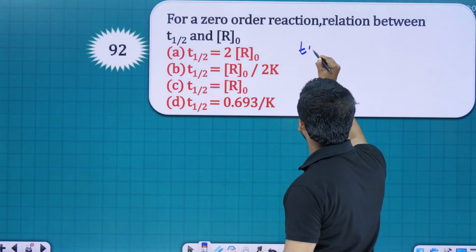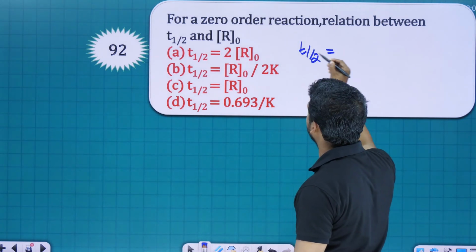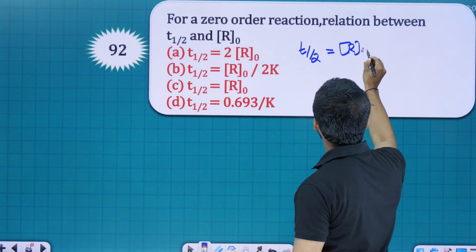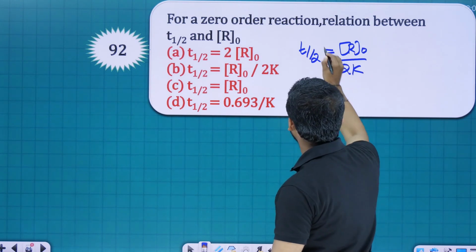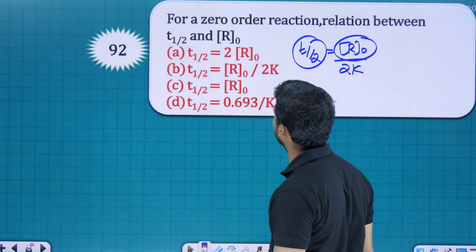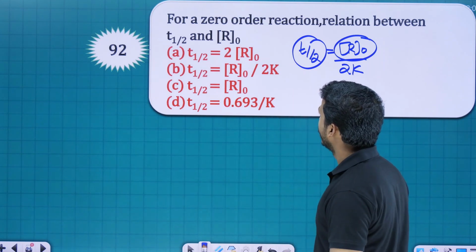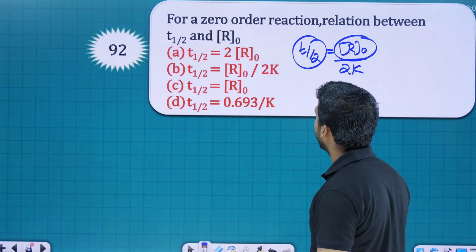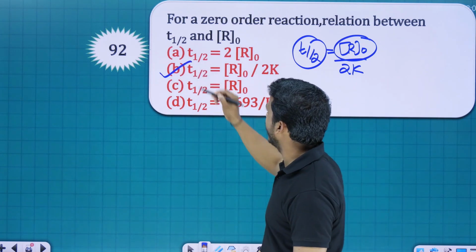For a zero order reaction, relation between T half and R naught. How? For zero order, the half-life is related to R naught. That's equal to R naught divided by 2K. So T half is directly proportional to what? R naught. So T half is equal to R naught divided by 2K.